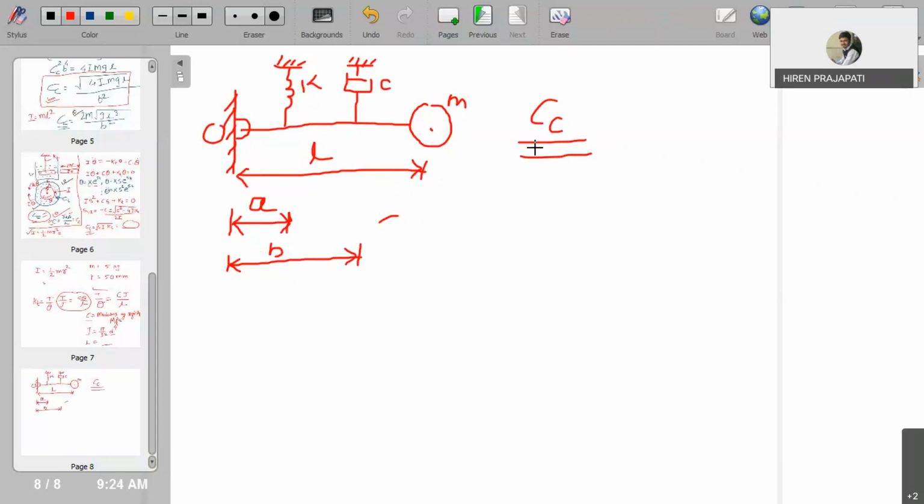So I'll be providing you assignment 1. In that assignment 1, this will be one problem. So I am informing you about this problem well in advance so you can start solving it.